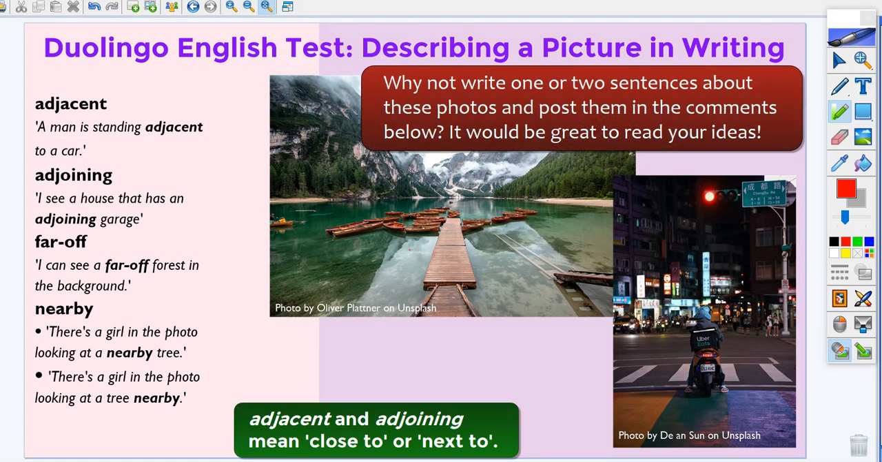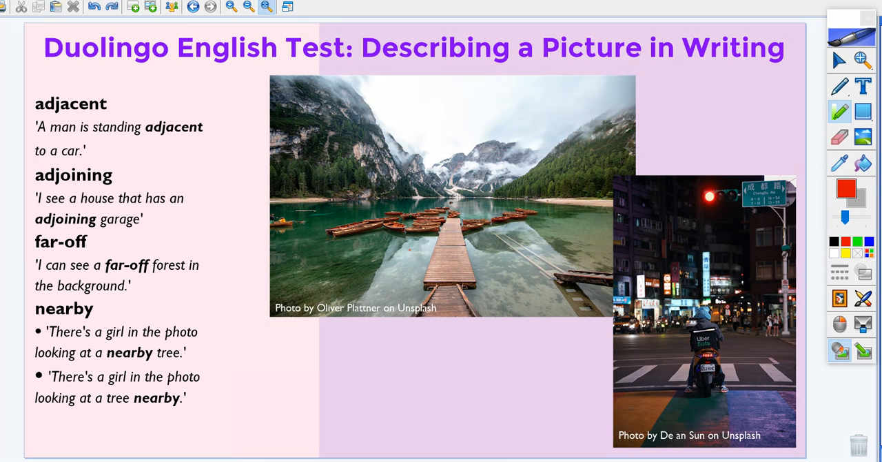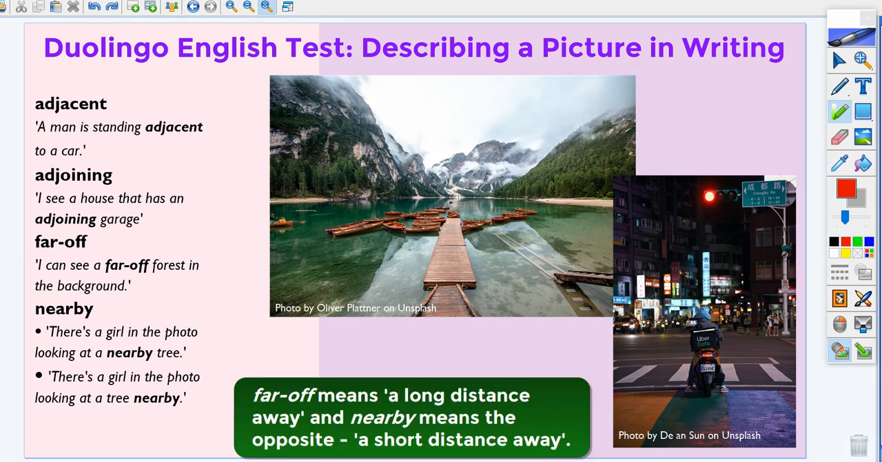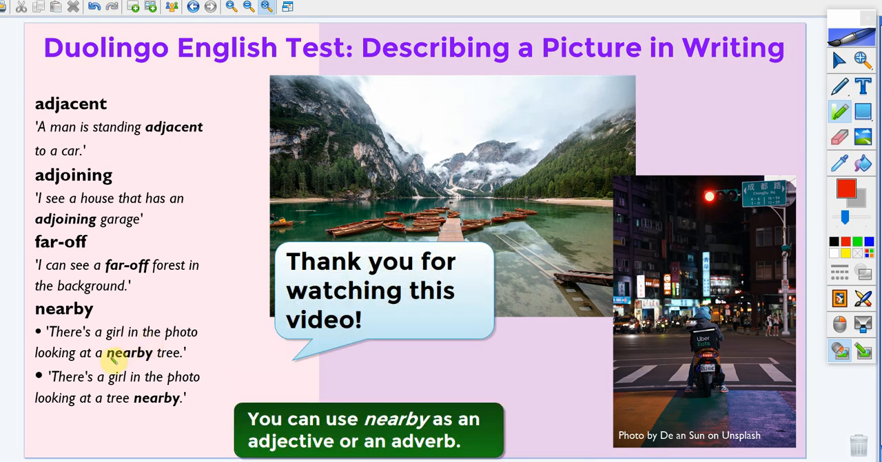Adjacent and adjoining mean close to or next to. The difference is that if two things are adjoining, they are touching. Far off means a long distance away, and nearby means the opposite, a short distance away. You can use nearby as an adjective or an adverb.